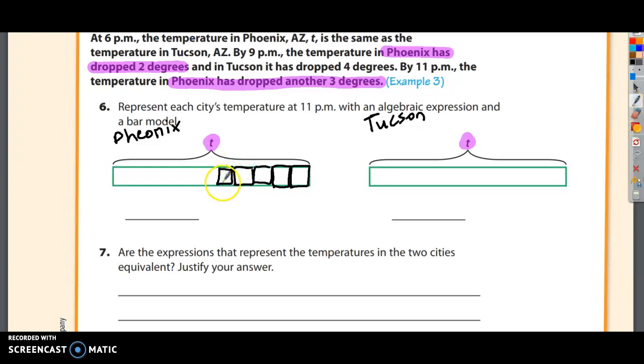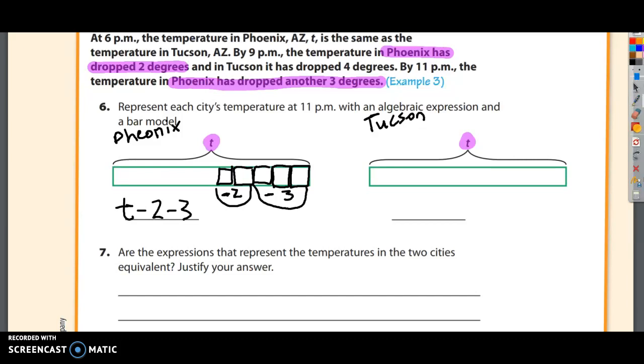Somewhere along the way it said it dropped 2, so we could put minus 2 here. And then later it says it dropped 3. So pay attention to where the minus 2 is. The minus 2 is these 2 together, and the minus 3 is these 3 together. So the temperature was T, and then it dropped 2, and it dropped 3. That's not too hard. And then Tucson only dropped once.